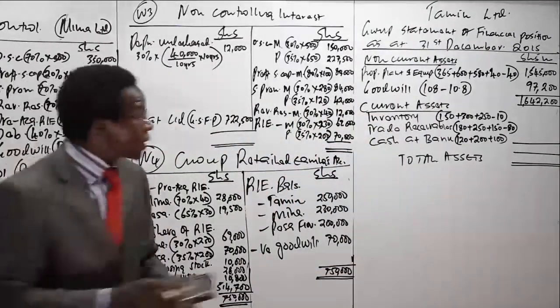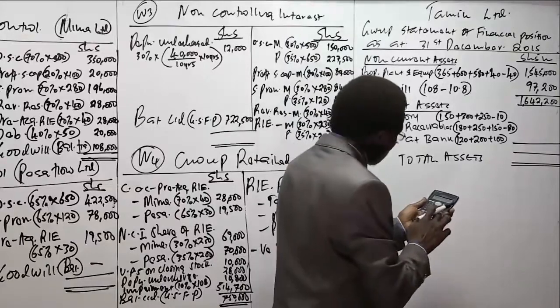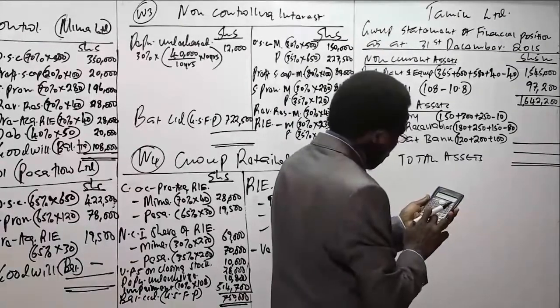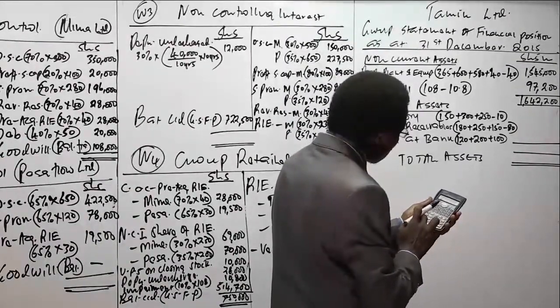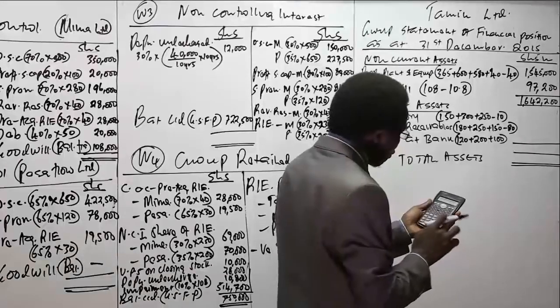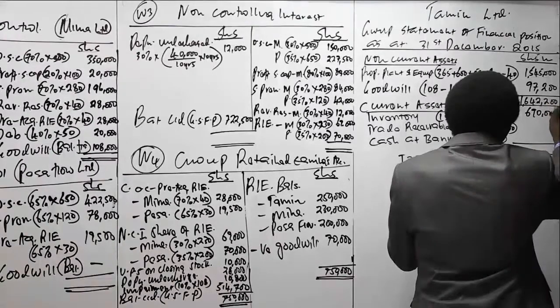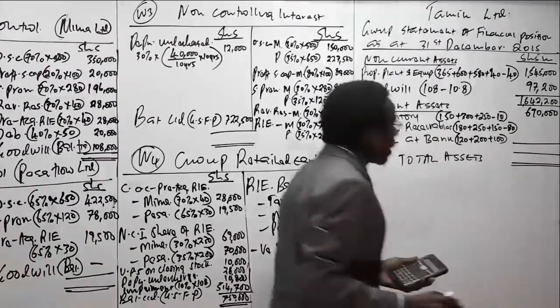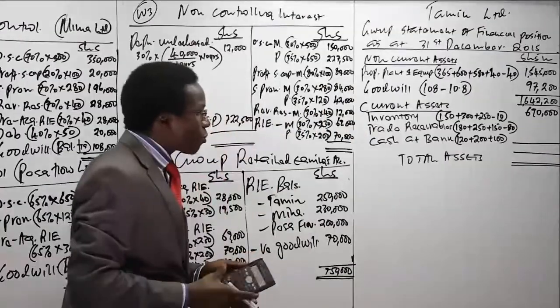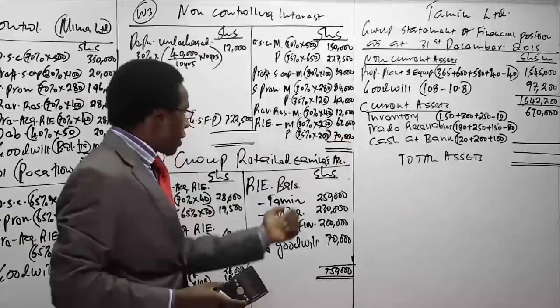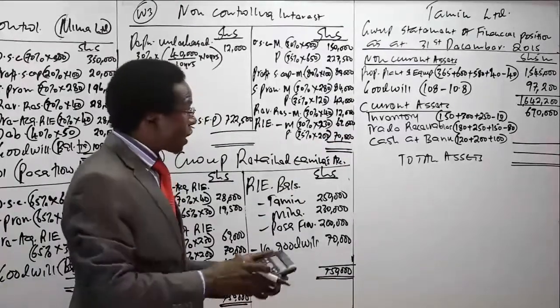Let me take my calculator, get those figures first. We are saying inventory is 150 plus the 300 plus the 250 minus the 10. 10 is the unrealized profits. So this is 690. Remember, when I say subtract 10 as unrealized profits, that's a credit entry. The debit entry was made to the group retained earnings account.